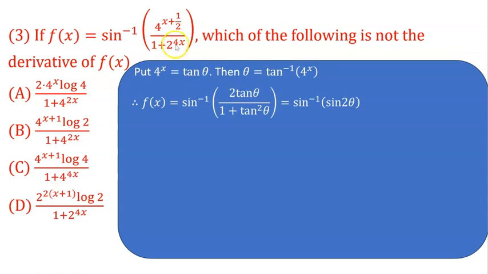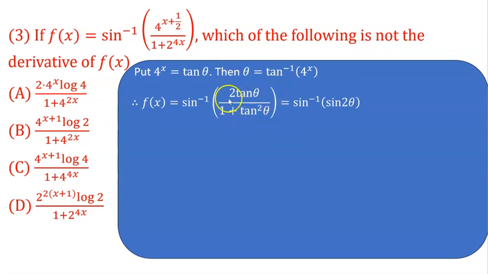Now 2 raised to 4x can be written as 2 raised to 2 and whole bracket raised to 2x. 2 raised to 2 means 4, so 4 raised to 2x. Again 4 raised to 2x can be written as 4 raised to x in bracket square. But what is 4 raised to x? It is tan theta, and its bracket square means tan square theta. And hence we have here f of x is equal to sine inverse of in bracket 2 times tan theta upon 1 plus tan square theta.